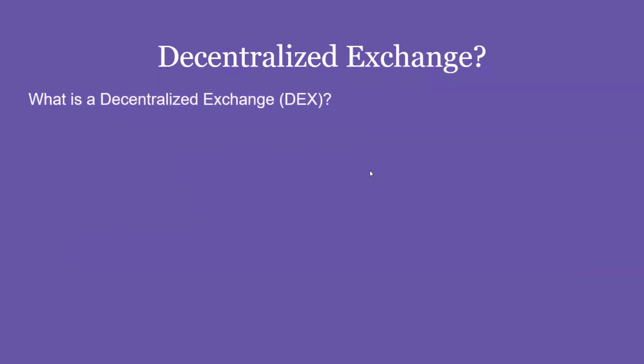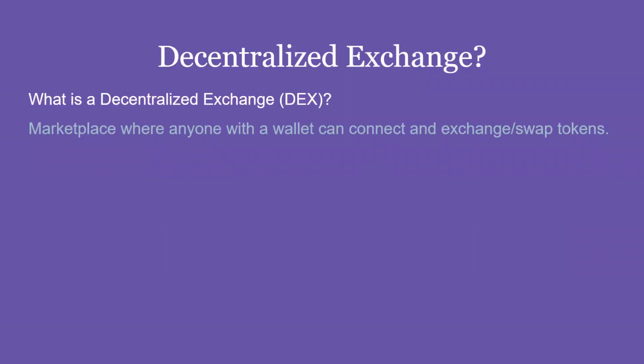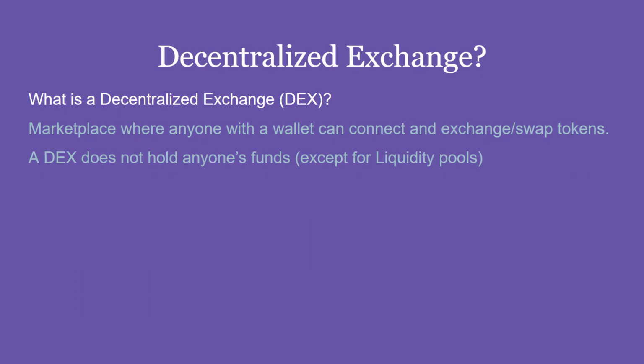So a decentralized exchange, also called DEX, is the marketplace where anyone with a wallet, a compatible wallet, I should say, can connect and swap tokens. Basically, the exchange doesn't hold anyone's funds except for liquidity pools for each of the tokens that they are allowed for trading. So you go there, you connect your wallet to the exchange, and you can swap any coins in your wallet with any coins that are accepted on the exchange for that network. And that's different for each network.